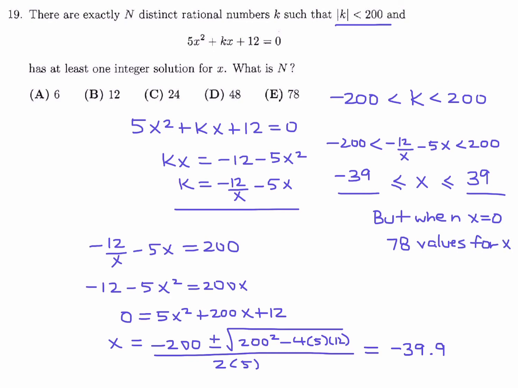And for each of those values of x, there's a corresponding value for k, right? Whatever you put for x, it will give you one value for k. And they're asking for how many values of k, because n represents the number of values of k. Well, there's 78 values for x, and there will be 78 values for k. So that is the answer to number 19, and that is choice E.